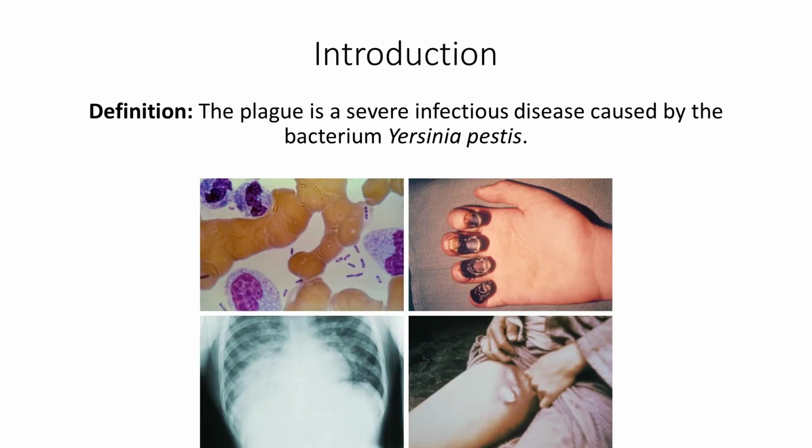Plague is a severe infectious disease caused by the bacterium Yersinia pestis that can cause peripheral gangrene, severe pneumonia and lymph node enlargement called buboes. You can also see in this picture plague bacilli having a safety pin appearance on gram stain.